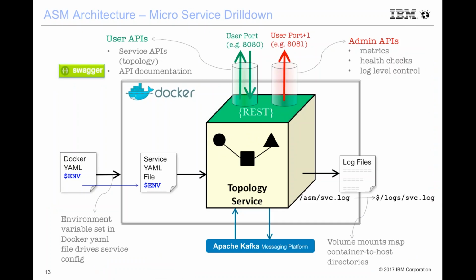And if we go to the next one, this is just a deep dive of one of the microservices, in this case the topology service. Because it's running inside a Docker container, it does have a config file, which you can edit, but typically that's not the way you do things with Docker.